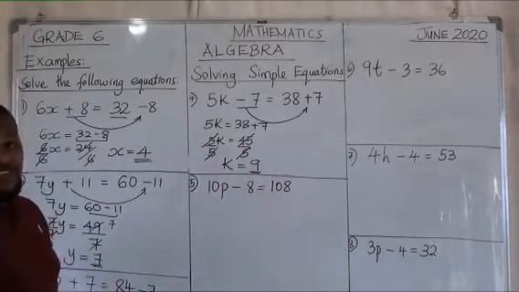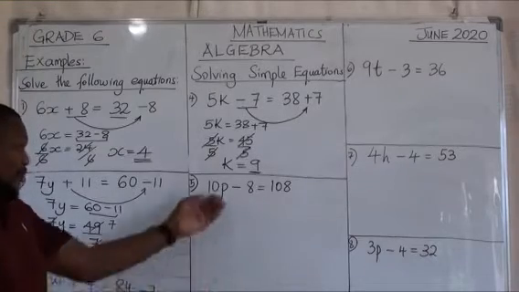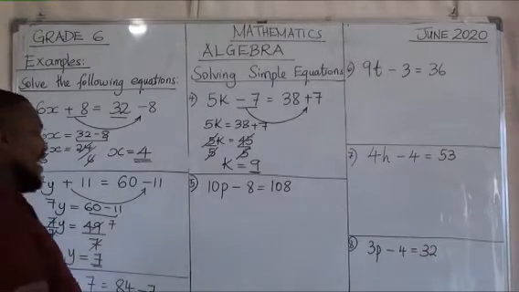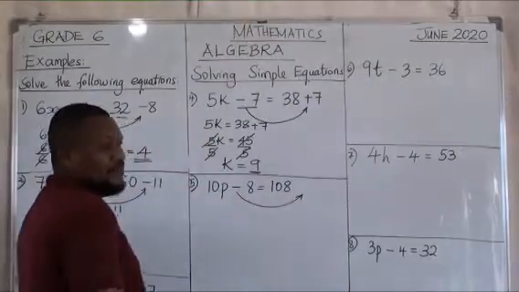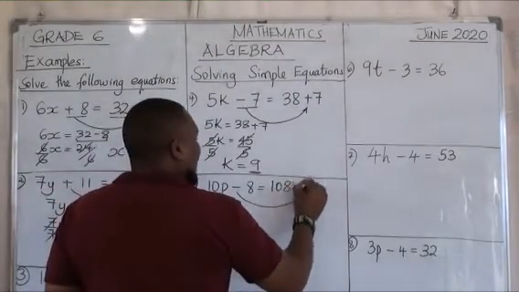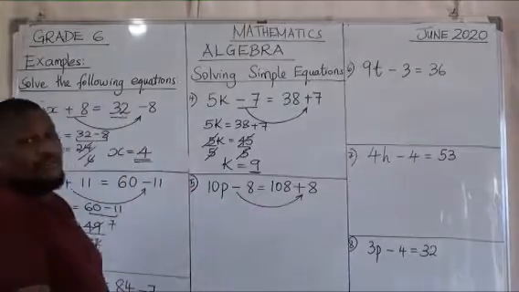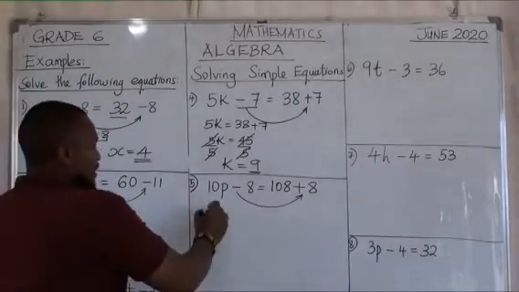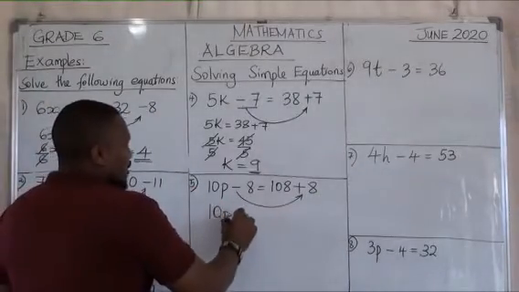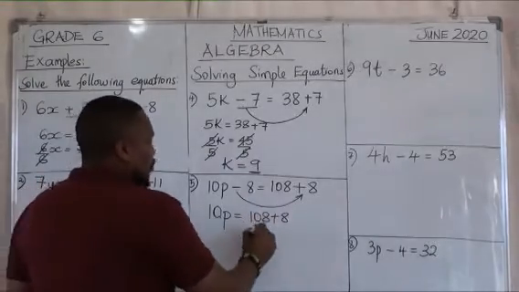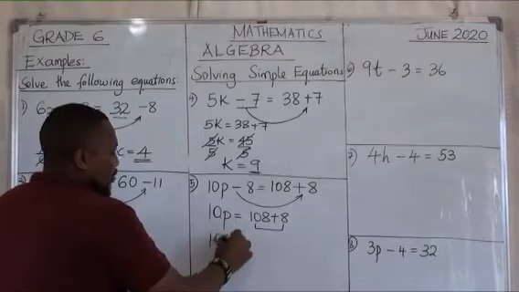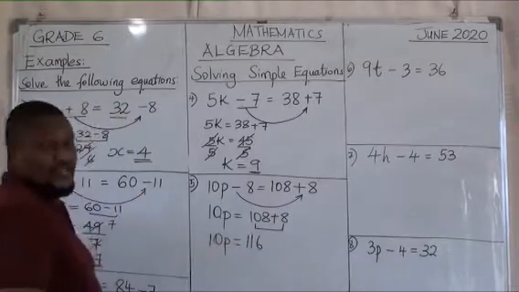I hope I'm not very fast, and I hope you are still following what is happening. Again, I take you through this. Take this one on the other side. We shall have it as positive 8. And if we shall have it as that, it means we shall have 10p is equal to 108 plus 8. Remember to solve this. 10p is equal to 116.